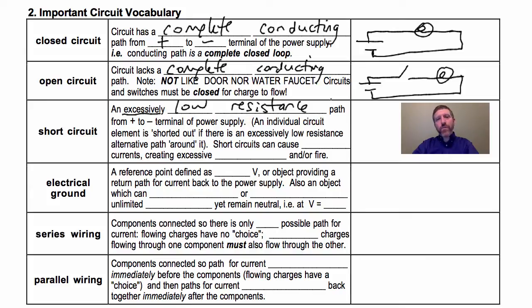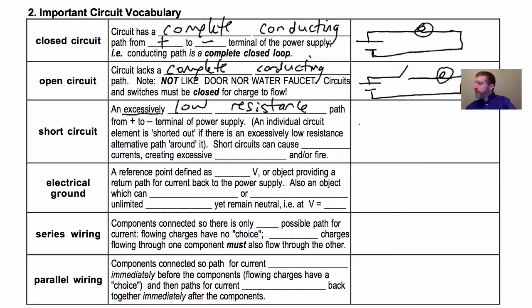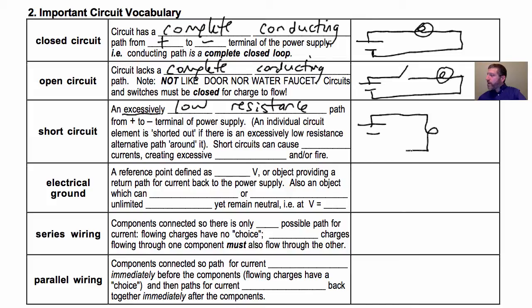Now, how can it be excessively low? Don't you want it low? Well, sometimes you do, sometimes you don't. For example, here's a situation. I've got a battery right here, and I've got a bulb right here, and this bulb will light, no problem, unless I add these wires right here.